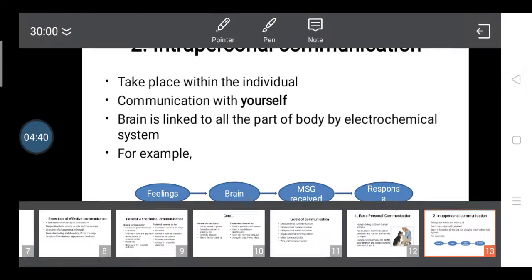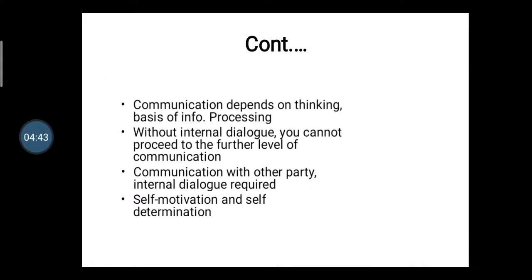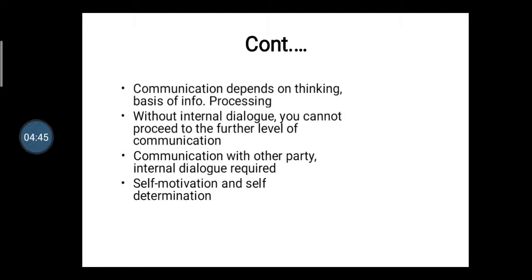Communication depends on your thinking. When you think sad, your brain receives this message and this type of response is given to you. So communication depends on your thinking and this basis of information processing. Without the internal dialogue, you cannot proceed to the further levels of communication. So communication with the other party requires the internal dialogue.